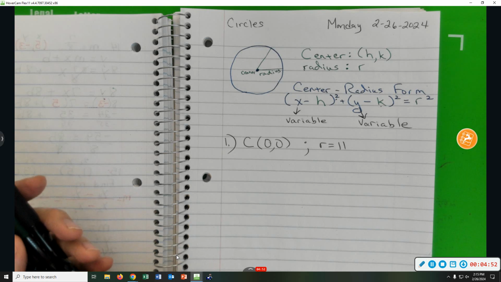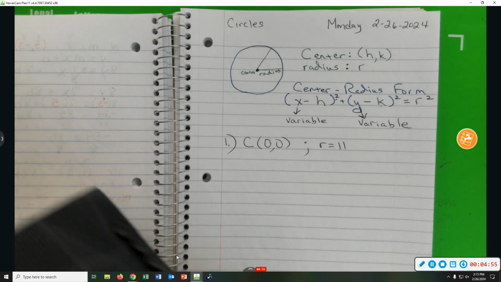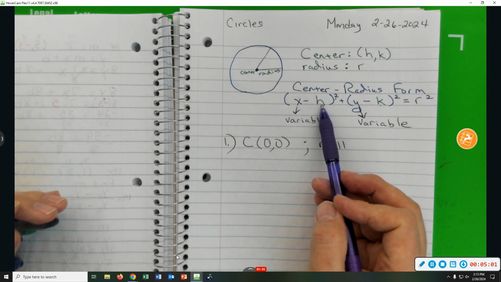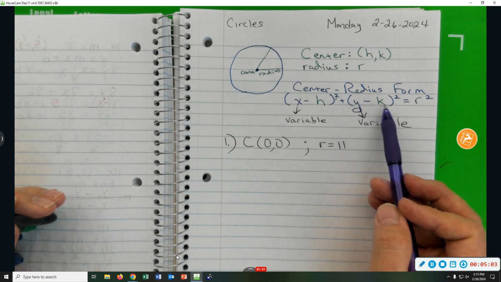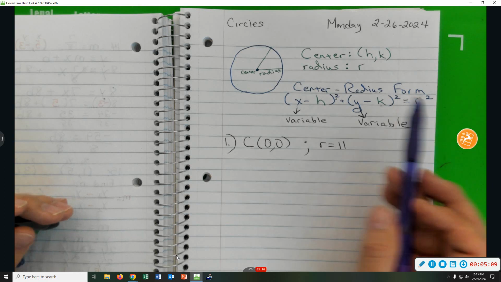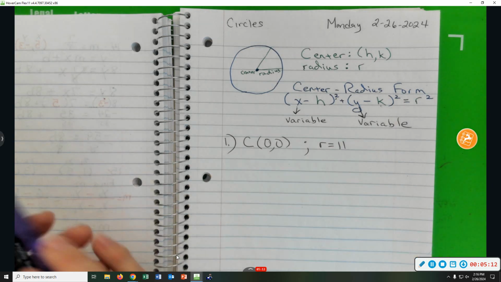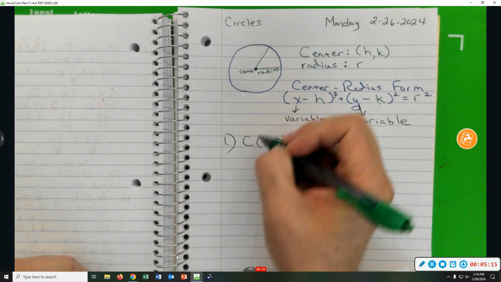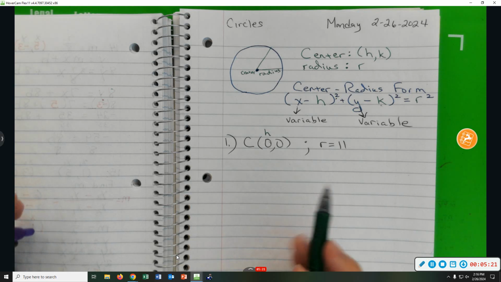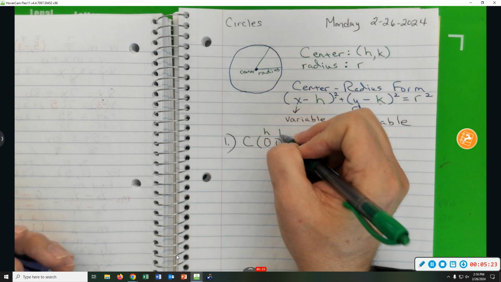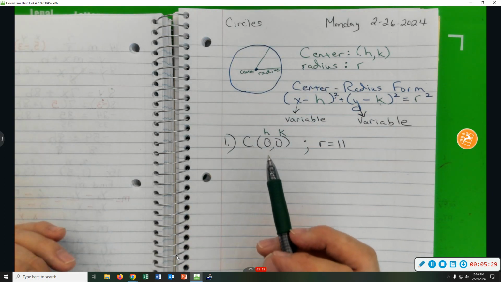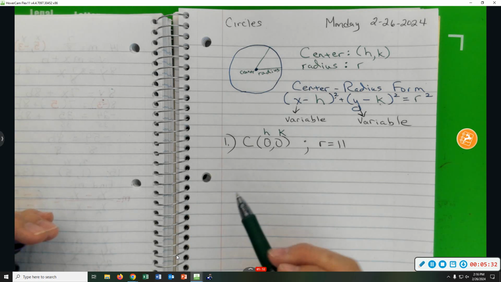For the center radius form, we know you're going to have x minus the x-coordinate of the center squared plus y minus the y-coordinate of the center squared. And on the right-hand side, we'll have the radius squared. Well, what number is acting like h in this problem? 0. The x-coordinate of the center is 0. What number is acting like k? 0 as well. Circles that are centered at the origin are by far the nicest of the circles. You'll see when we start graphing them.